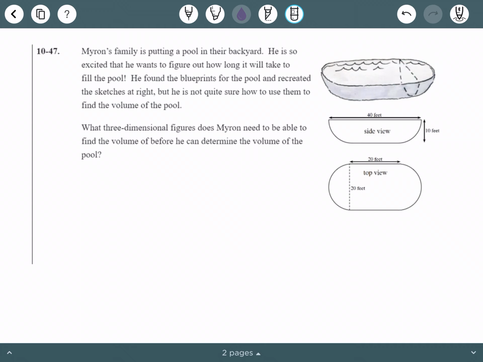Now, the other shape in this is going to be a cylinder, and that's because the pool has a rounded outer edge, and for the parts of the sphere, it's cut off straight. So it would be a sphere and a cylinder that Myron needs to know how to find the volume of. So a sphere and a cylinder.